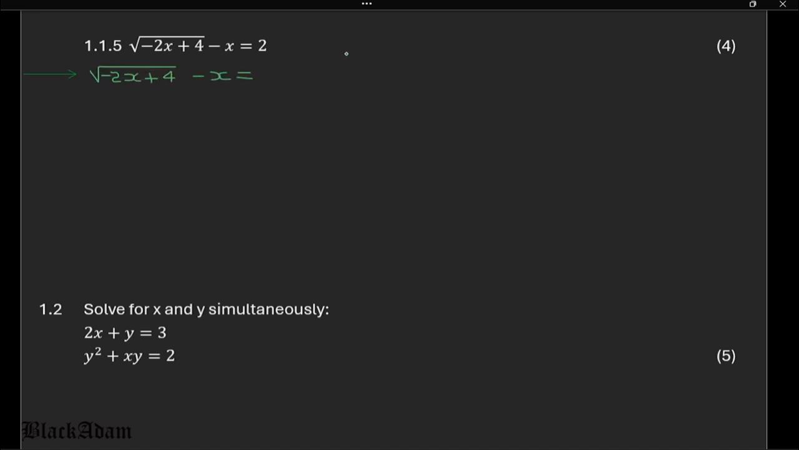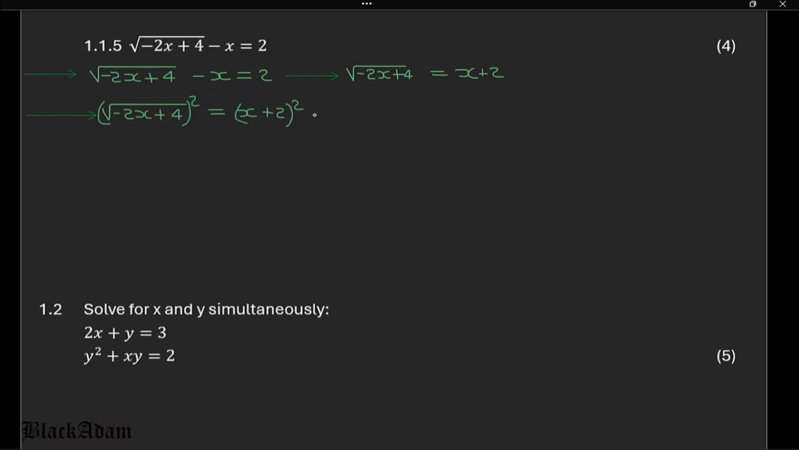to, minus x is equals to 2, and that we have to rearrange. So we have root negative 2x plus 4 is equals to x to the right becomes positive plus 2, and then what we have to do, we have to square both sides. So negative 2x plus 4 is equals to x plus x plus 2. So we square both sides.